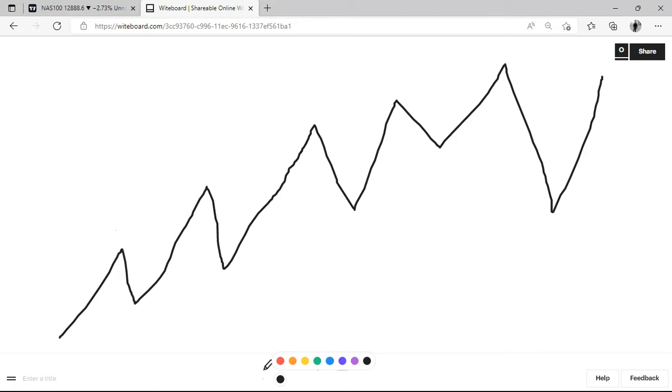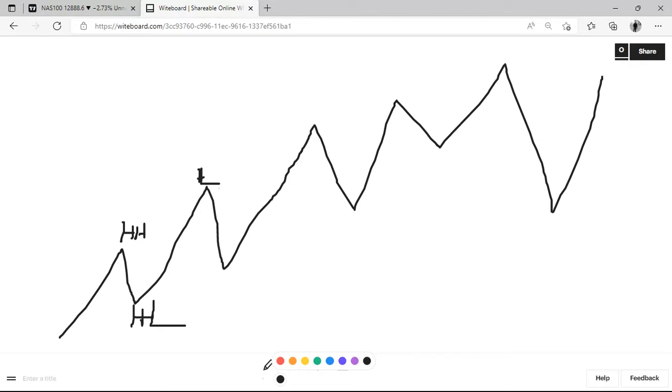Order blocks only work when we have a break of market structure. A break of market structure is when, in a higher trend, the previous high has been broken to the upward side. So this is the higher high, and this is the higher low. This also is a higher high and higher low.